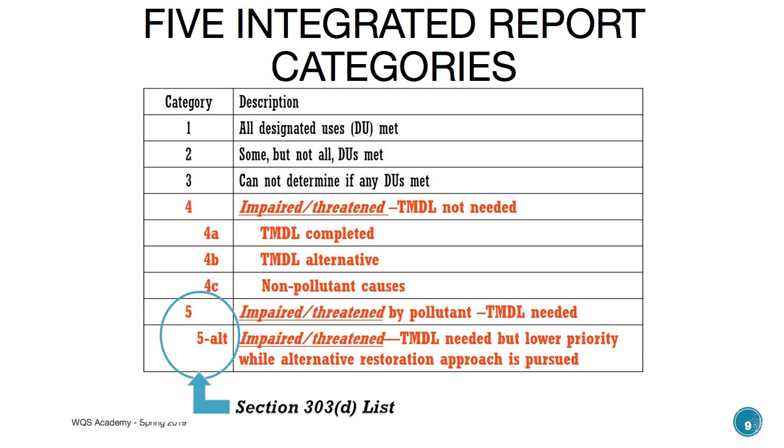But anyway, there are other impaired categories. It's category 4. You see 4A is the TMDL's done. So you don't require one if it's done. And 4B is this TMDL alternative. That's this combination of actions will address it and cause water quality standards to be met. That's a very hard one to get through. But it is an alternative, but it's basically the regulatory equivalent of a TMDL, and I would say even more than that. And then 4C is non-pollutant causes.